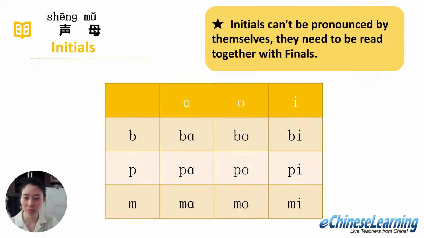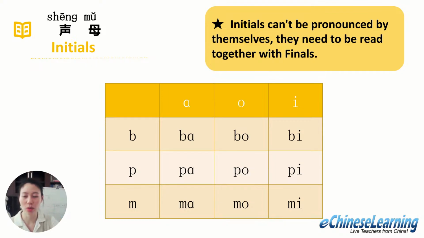Okay, so this is also for the practice. Now let's move on to these initials. In Chinese, initials cannot be pronounced by themselves. They need to be read together with the finals. Just for example, we have the initials on the left side, right? So we also have a little bit different pronunciation.